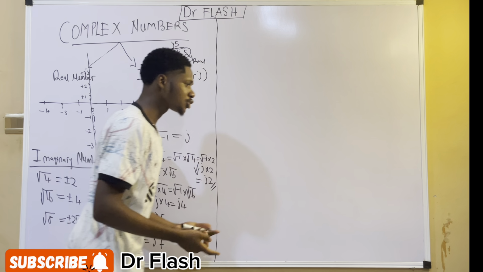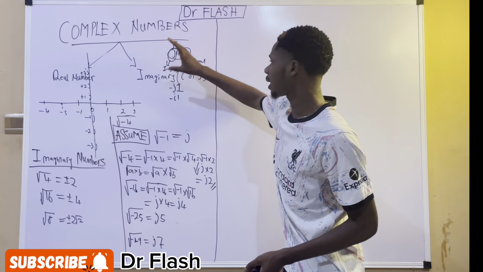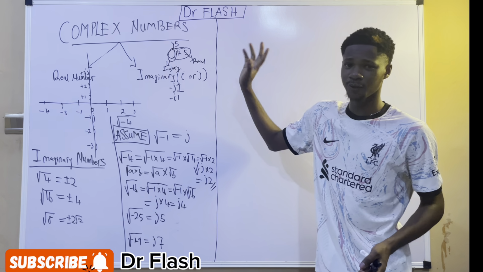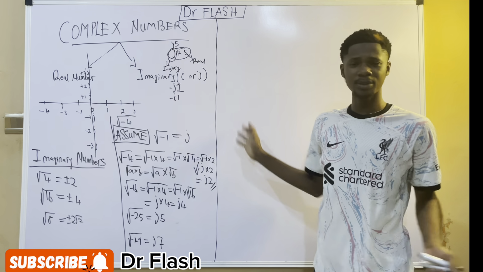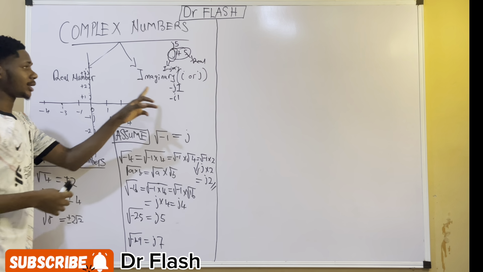So what we are trying to say is that whenever we're having a combination of a real and an imaginary number, it is what forms what we call the complex set of numbers. Okay? That is simply the definition. A complex number includes a real number and an imaginary number.